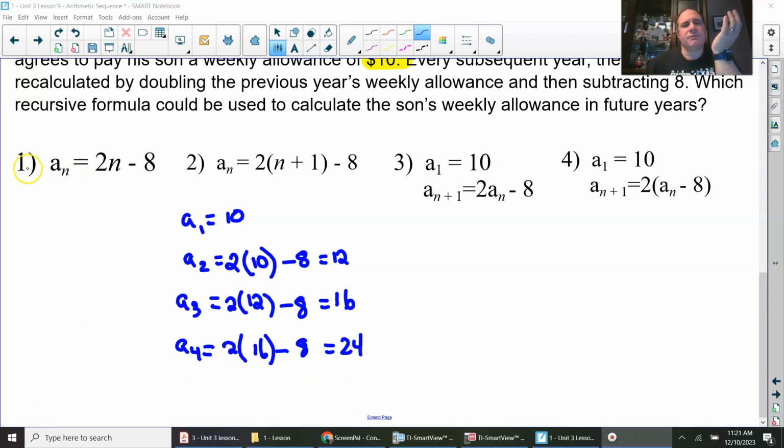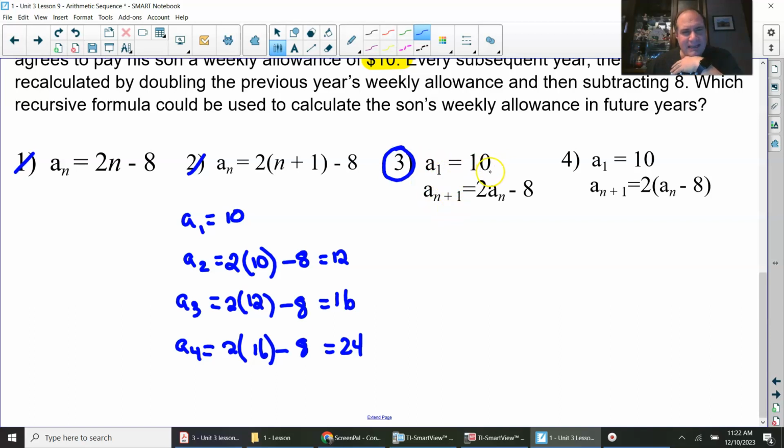And so the first two are out because these are linear equations. Like if this is not linear, all right? And so when you're doubling the prior term and then subtracting 8, that is not linear. So those don't work out. But if you look at number 3, 3 is your answer.